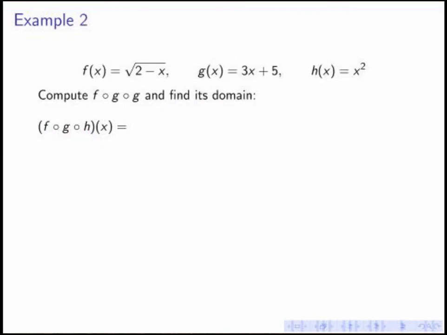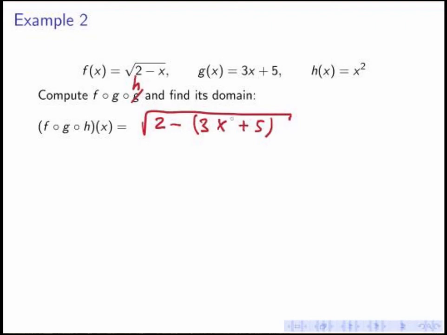Another example, which is quite interesting, is this one here. So let's look at the composition of f composed with g composed with h. Outside we have the root of 2 minus something, so we make a very long root because we don't know yet what is inside. And then instead of x, we use the function g of x, which is 3x plus 5. But then g is evaluated at h.